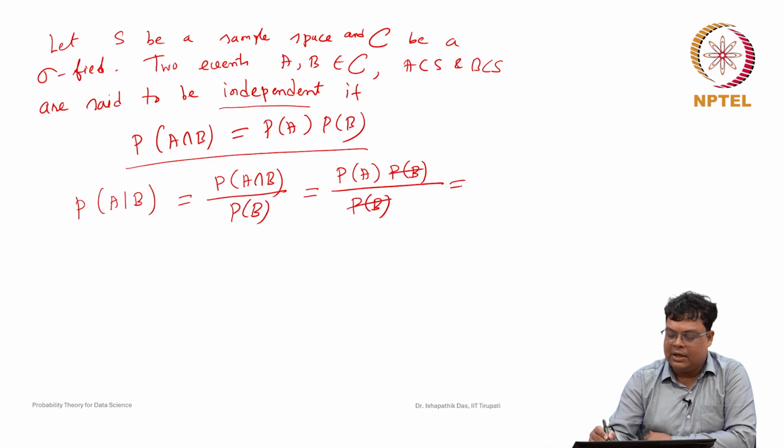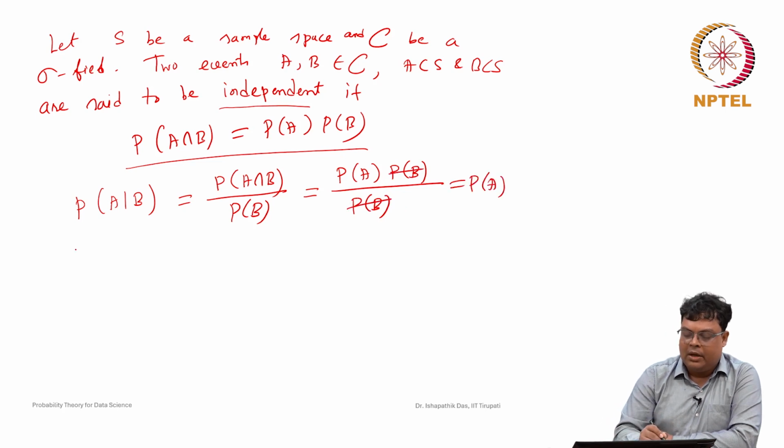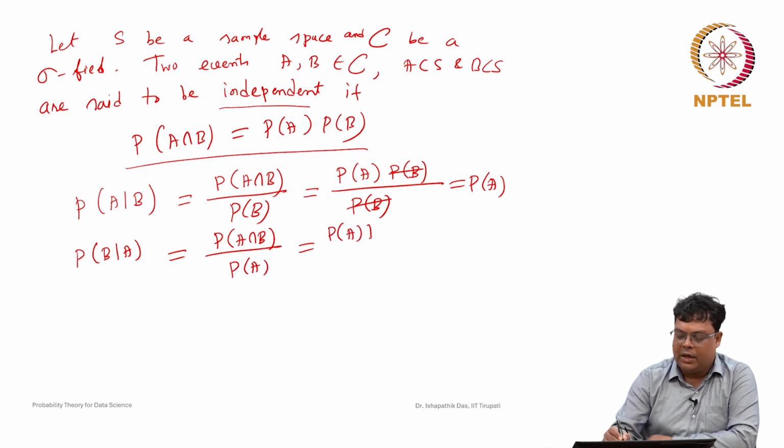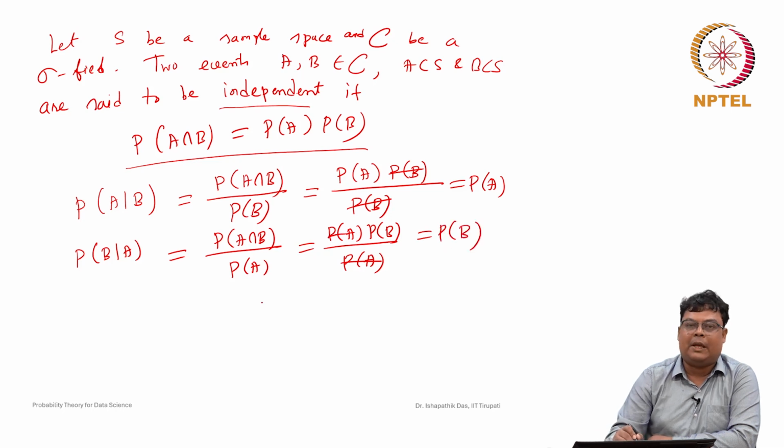So, then it will be cancelled, this is nothing but probability of A. Similarly, if you find the conditional probability of B given A, this is nothing but probability of A intersection B by probability of A, which is probability of A into probability of B by probability of A, assuming that probability of A is not equal to 0, otherwise it will be undefined. So, this is nothing but probability of B. And the conditional probability of A given B is nothing but probability of A.